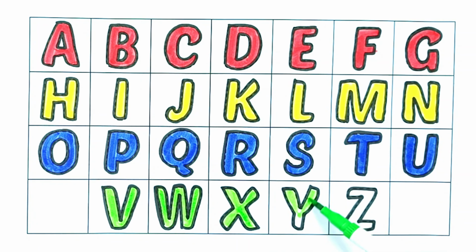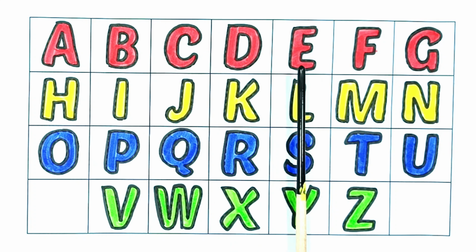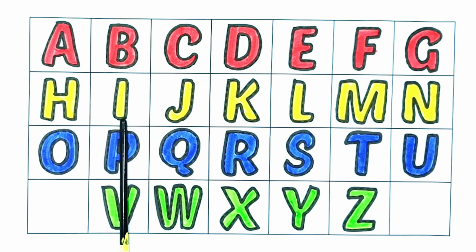Y for yacht, Z for zebra. A, B, C, D, E, F, G, H, I, J, K, L, M, N, O, P, Q, R, S, T, U, V, W, X, Y, Z.